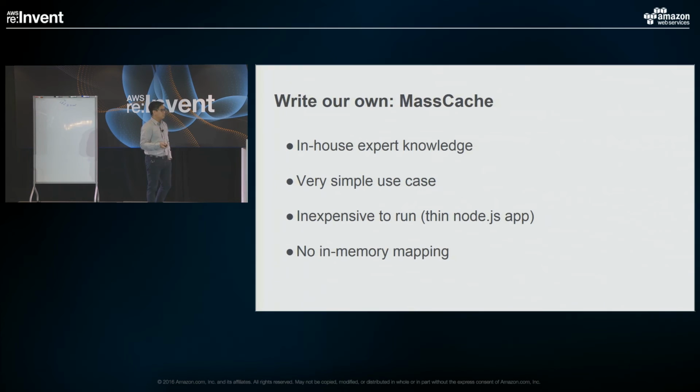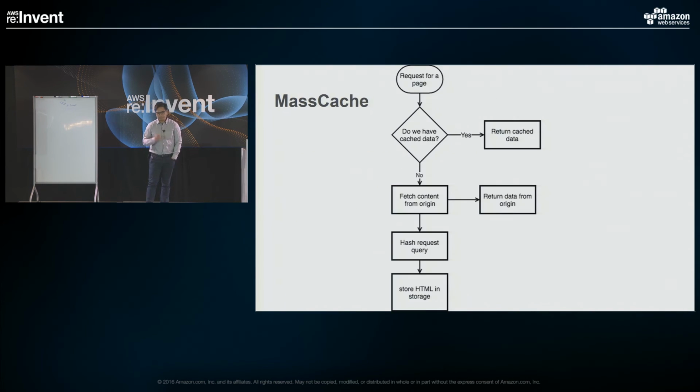So as us engineers do, we decided to write our own. We called it MassCache. So MassCache, and I'll quickly glance over this. Now we have in-house expert knowledge of exactly what the reverse proxy is doing, rather than bringing in an Nginx expert or Apache Traffic Server expert, etc. And in the end, it's a very simple use case, which I'll talk about in a second. And it's inexpensive to run. It's a thin Node.js application. And best of all, there's no in-memory key mapping values.